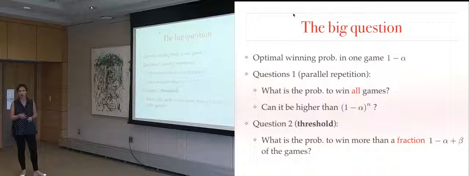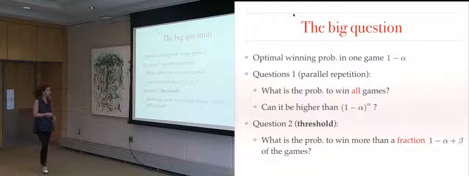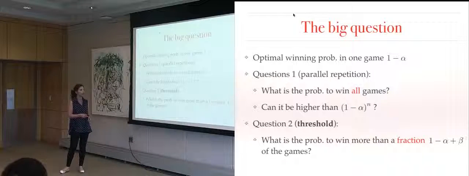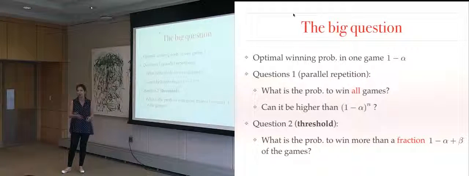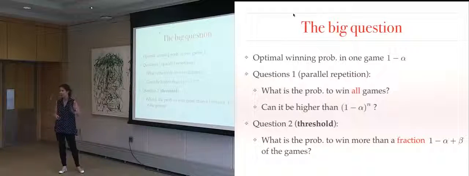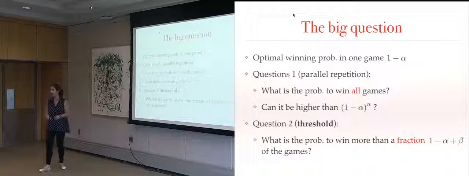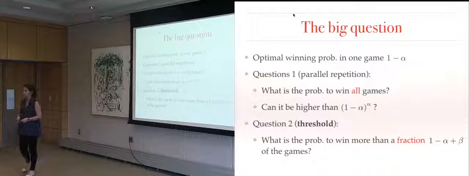The second question that we can ask, a bit more general, is what is called the threshold theorem question. Here we're asking what is the probability to win more than a fraction 1 minus alpha plus beta of the games, of the subgames. So for example, for IID strategy, Chernoff bound tells us that the probability to win more than this fraction decreases exponentially fast with n and beta squared, with the number of repetitions and this constant here. So now we're asking, can they do much better than this type of decrease?